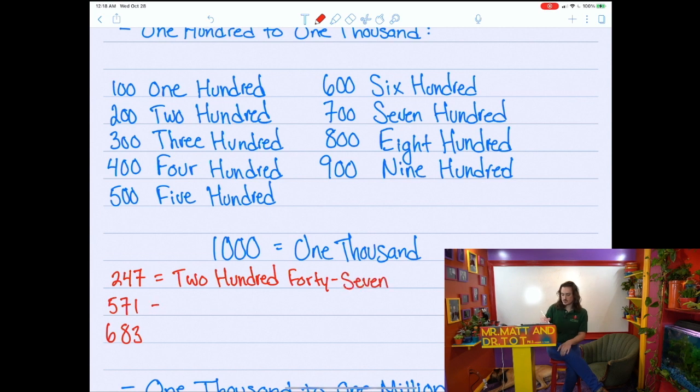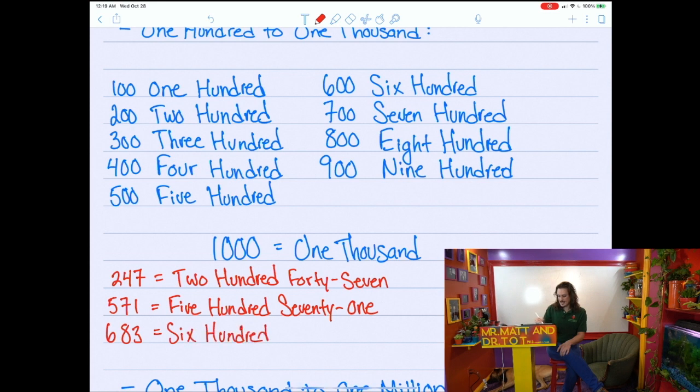For the second one, we would have 500, 71. And for the third one, this would be 600, 80, hyphen 3.